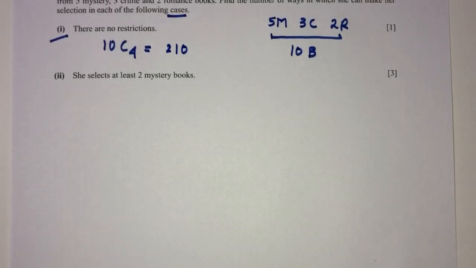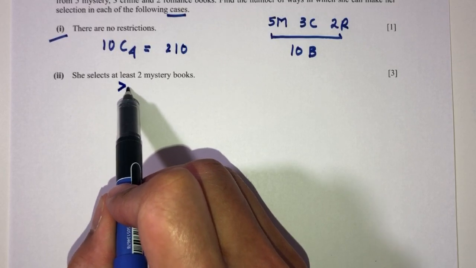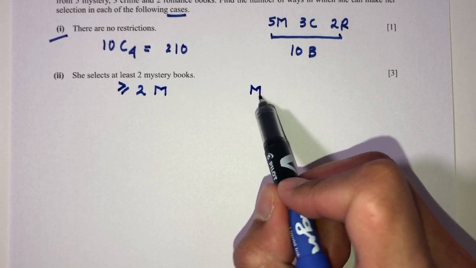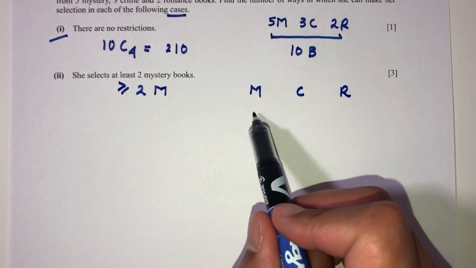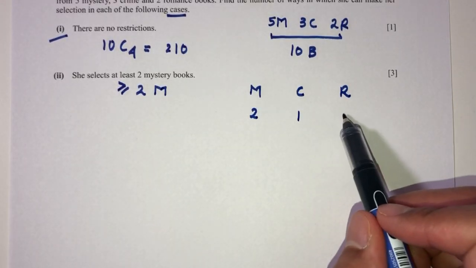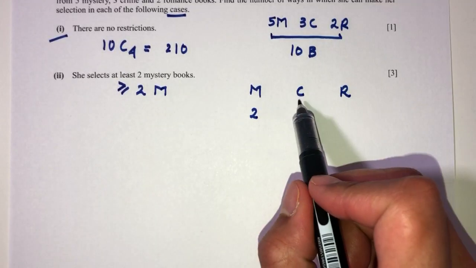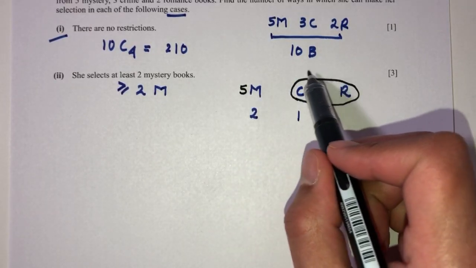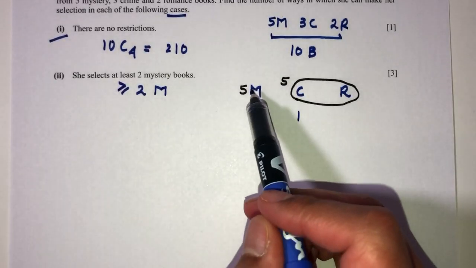But now for part 2, she has to select at least 2 mystery books. So at least, more than or equal to, 2 mystery books. So we have mystery, crime, and romance. At least 2 means it has to be 2, or we can choose 1. So let's make this simpler for us. Let's combine these 2 as one kind. So we have 5 mystery and we have 5 remaining of those 2. So from the 5 mystery we have to choose 2.